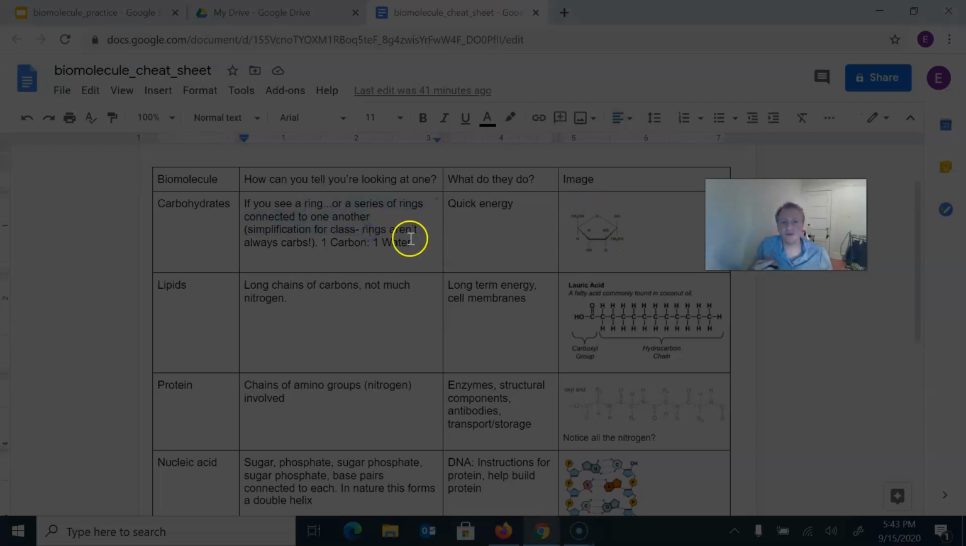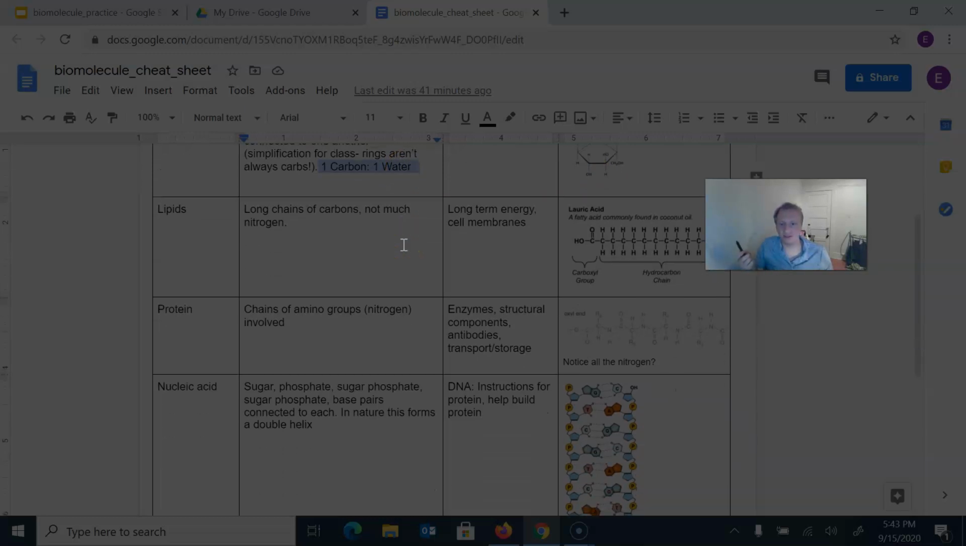So carbs, if you see a ring or a series of connected rings, that's what you're looking at, a carbohydrate. Also, 1 carbon atom for every water molecule within the overall structure. Lipids, long chains of carbons, not much nitrogen, also not generally much phosphate. You'll see maybe 3 phosphate groups in a triphosphate. But the main characteristic of these is just long chains of carbon.